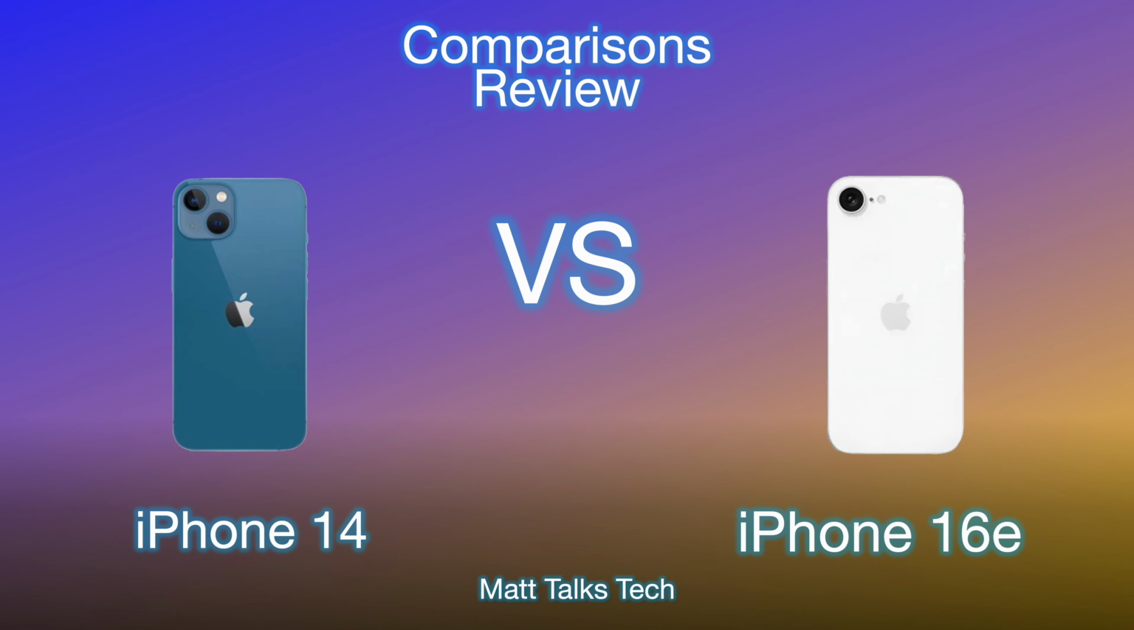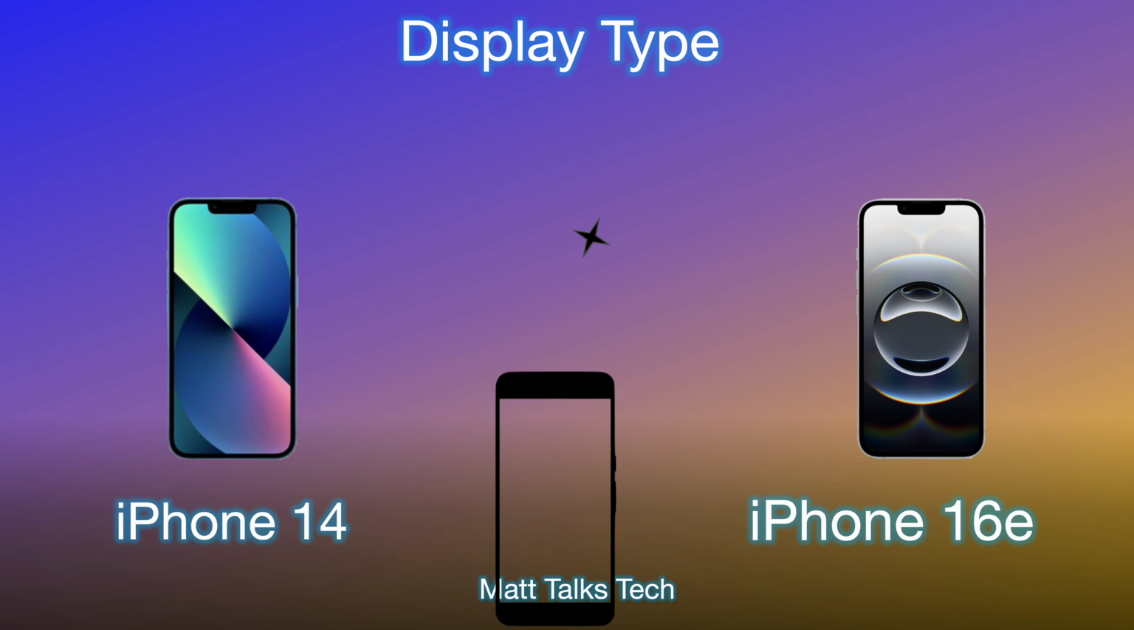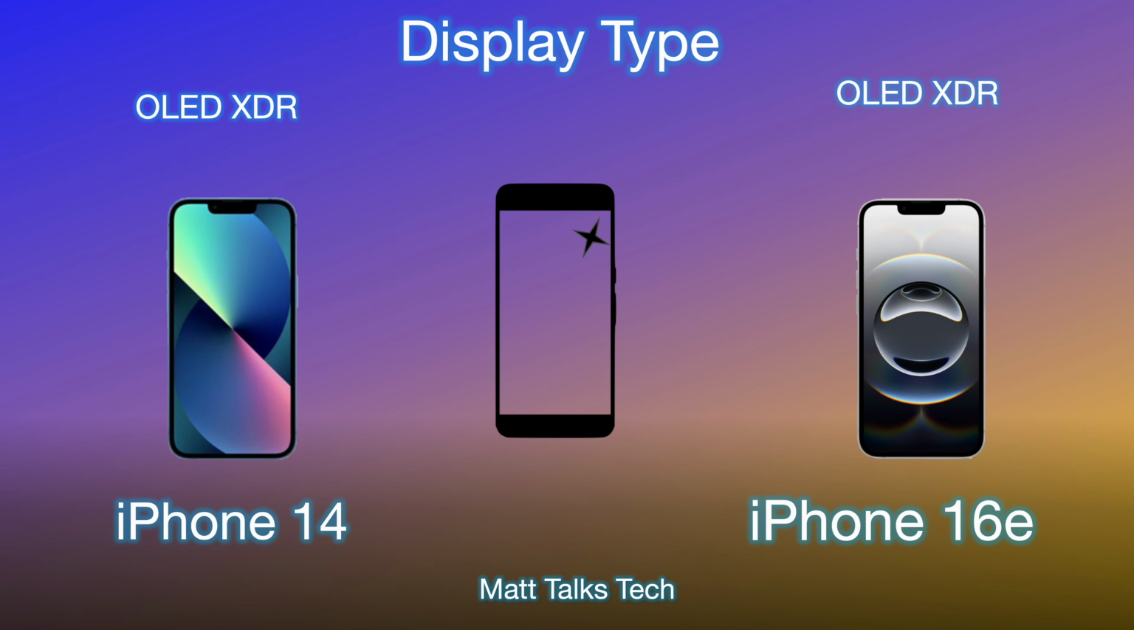So then, in this comparison review, we have the iPhone 14 on the left versus the iPhone 16e on the right hand side here. And let's begin. Let's get started first of all with the display type. The iPhone 16e is borrowing a lot of technology from the iPhone 14, what we've talked about in leaks and so on and so forth. So we do actually have the exact same OLED XDR display inside both of these phones. So there'll be no differences here whatsoever in what you're actually going to see on your screen. The technology is exactly the same.